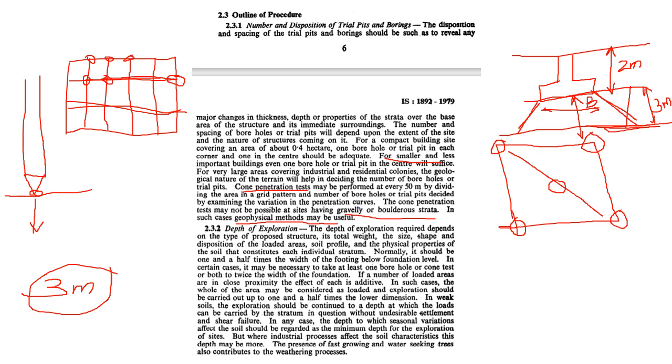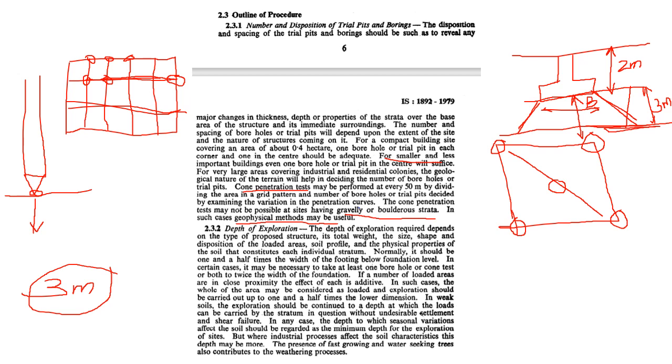It will be recommended by this code. Okay, now let's go through this. So depth of exploration required depends on the type of proposed structure, total weight, size, shape and disposition of the loaded area, soil profile and physical properties of the soil. Then normally it should be 1.5 times the width of the footing below foundation.